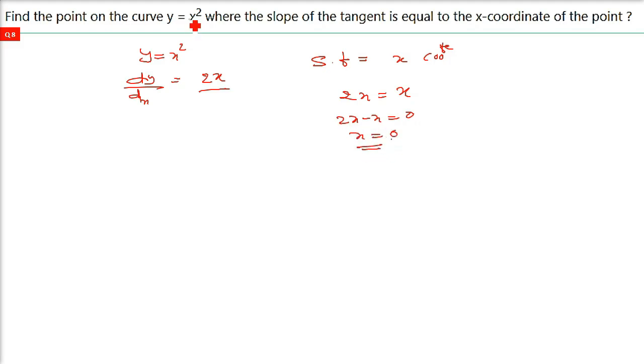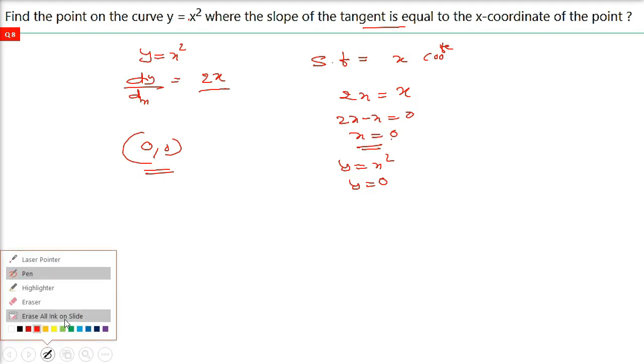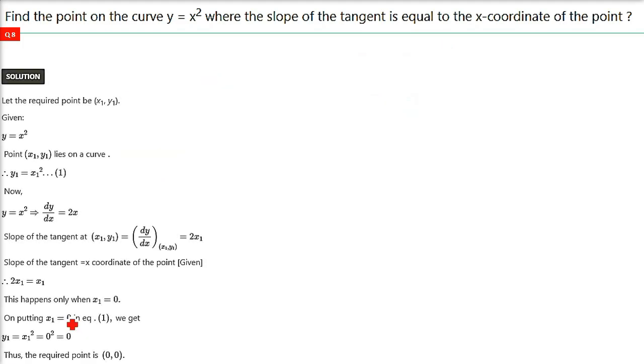x is 0. You put x equal to 0 in y equals x square, you get y equals 0. So (0, 0), the origin, is the point where the slope of the tangent is equal to the x coordinate of the point. There is nothing special. The only thing is that the slope of the tangent is equal to the x coordinate of the point. That is, if you understand that we have to equate the differentiation with x, that is the whole point. And this is how you are going to write. See, I just took 2 or 3 lines to explain. But in order for you to explain to the examiner, you have to do all of this.